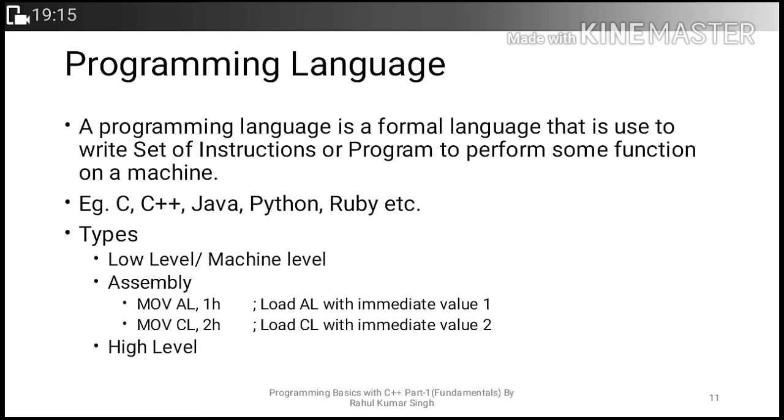Then nowadays we are using high level languages mostly. C is also a high level language, but has a facility to write low level code also. Then high level languages like Java, C++, Python, Ruby, all of these are high level languages in which we write code in a human readable form in English, which we can understand directly.